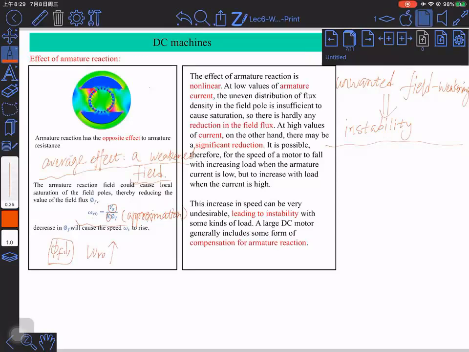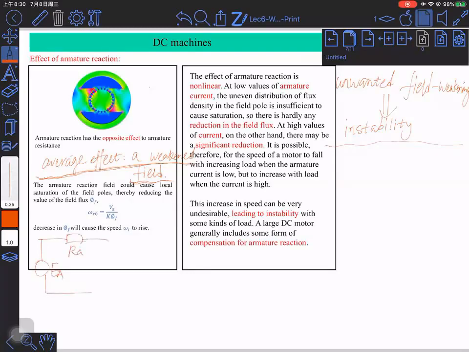So if the field weakening reduces the flux, it will increase the rotor speed. And if you keep on reducing the field flux, the rotor speed keeps on increasing. This happens because just now we were only using this approximation to give you a brief illustration. Now let's look at the general picture, which better explains why the average effect of the field weakening will cause some instability. Let's look at the equivalent circuit of the armature.